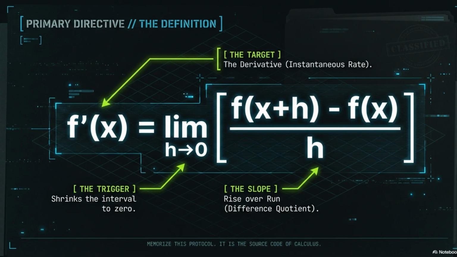Memorize this protocol. This is your primary directive, the formal definition of the derivative. It is the source code of calculus. The trigger is the limit as h approaches 0, shrinking the interval. The slope is the difference quotient representing rise over run. Together they acquire the target, f prime of x, the instantaneous rate of change.